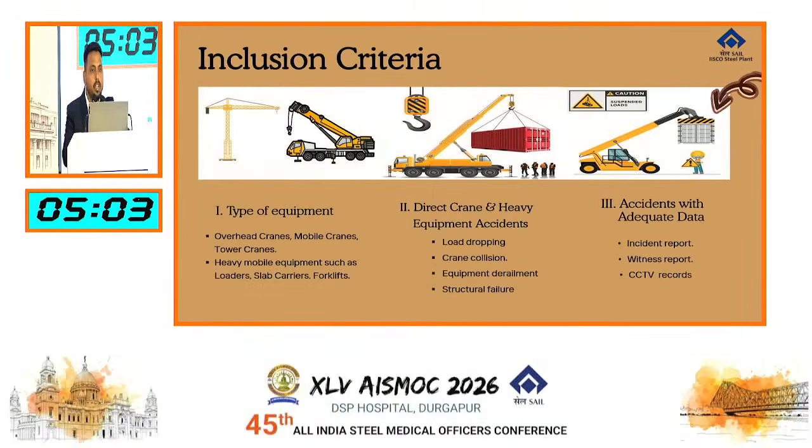Coming to the inclusion criteria, types of equipment such as overhead cranes, mobile cranes, tower cranes, and heavy mobile equipment such as loaders, slab carriers, and forklifts were included in this study. Accidents directly involving crane and heavy equipment operations such as load dropping, crane collision, equipment derailment, and structural failure were also included. Accidents with adequate data for analysis such as incident report, witness report, and CCTV records were also included.